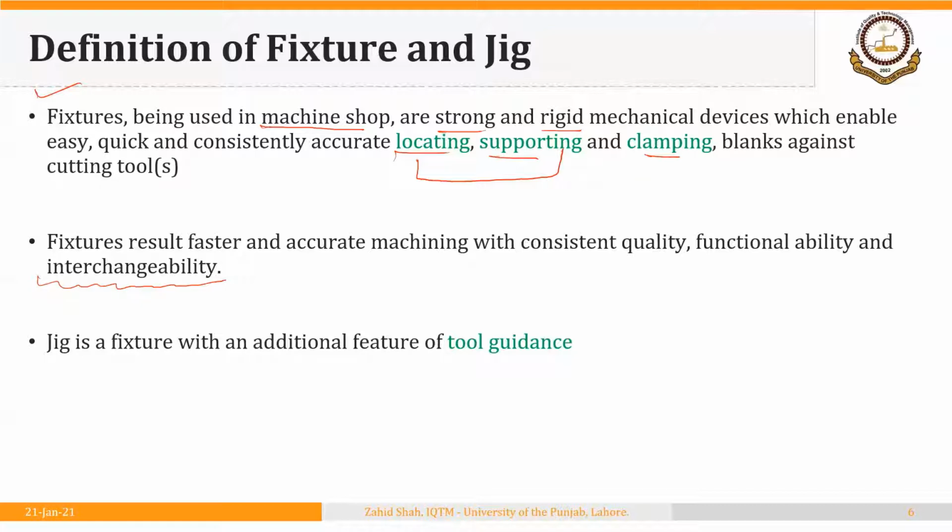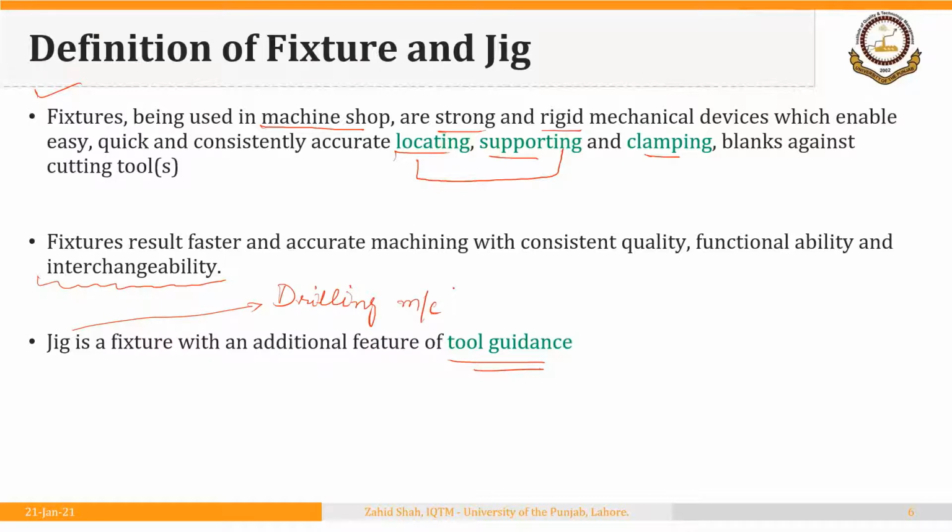Jig is a fixture with an additional feature of tool guidance. And remember that whenever we are talking about a jig, we are talking about some workpiece holding device that is to be used on a drilling machine.